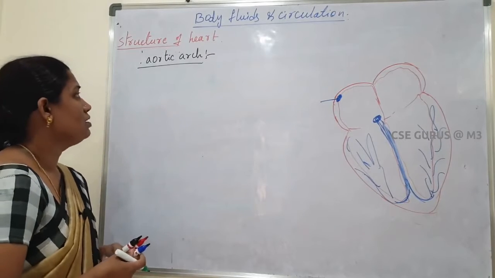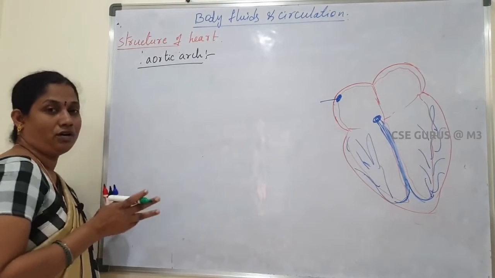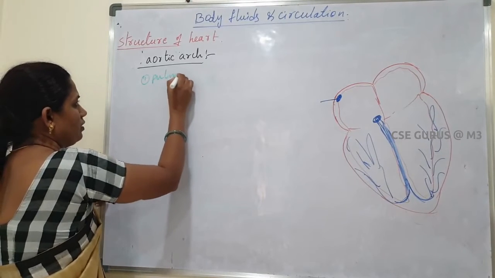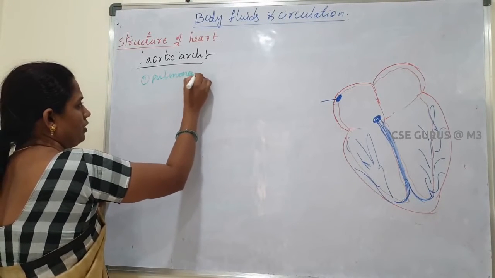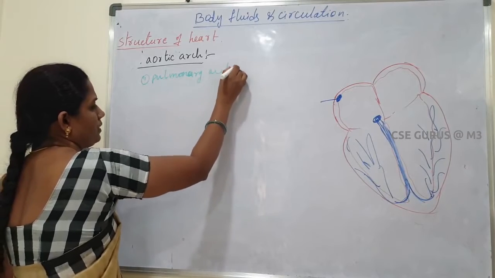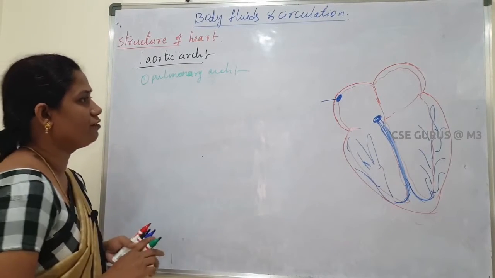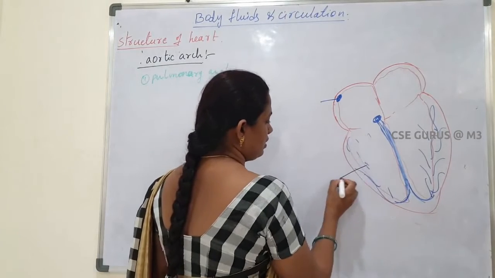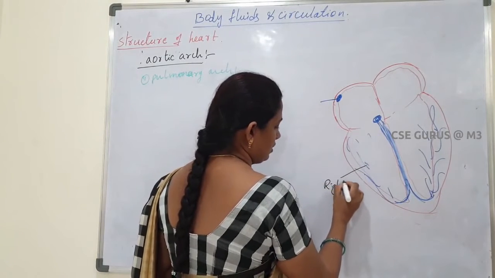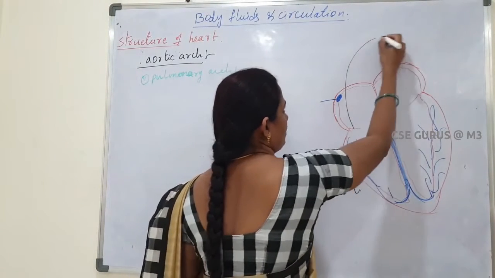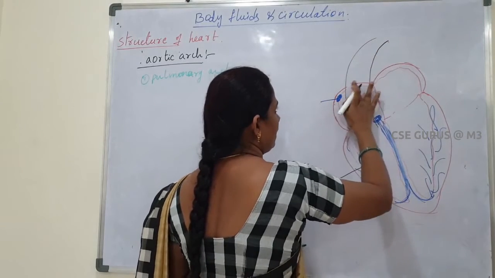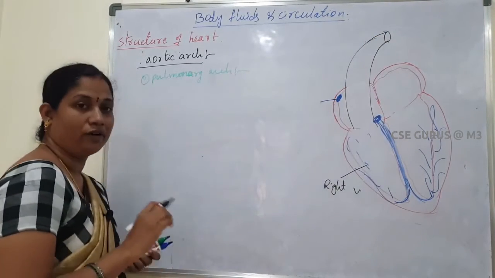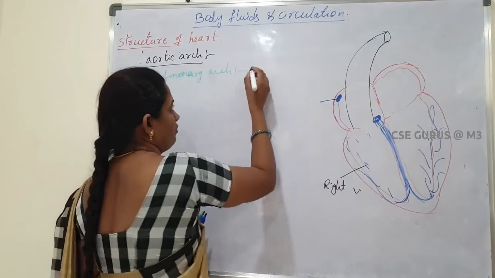Aortic arcs. In the aortic arcs, two arcs are present. The first one is the pulmonary arc. The pulmonary arc arises from the right ventricle. Here this is the right ventricle, and the pulmonary arc develops from the right ventricle.